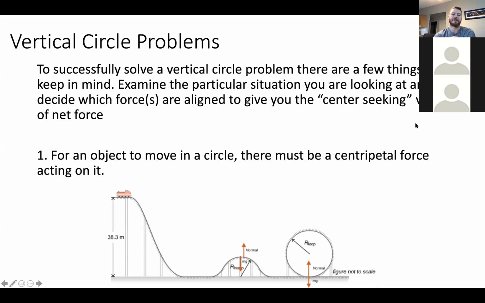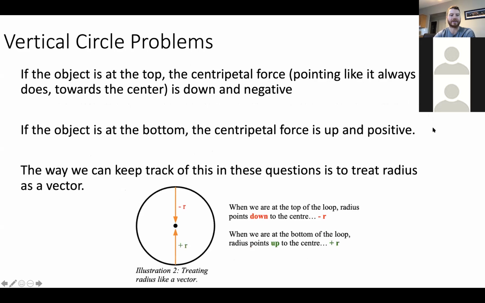So just kind of a refresher, for an object to move in a circle, remember there must be a centripetal force acting on it. For objects at the top of the circle, the centripetal force is always pointing towards the center of the circle, okay? And in this case, it's going to be down and negative. If the object is at the bottom, the centripetal force is going to be up and positive.